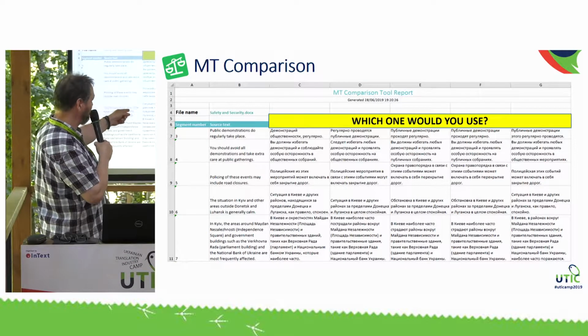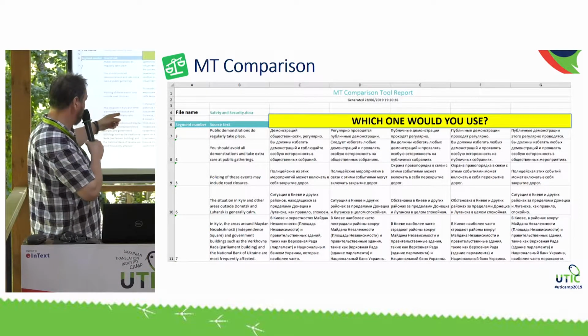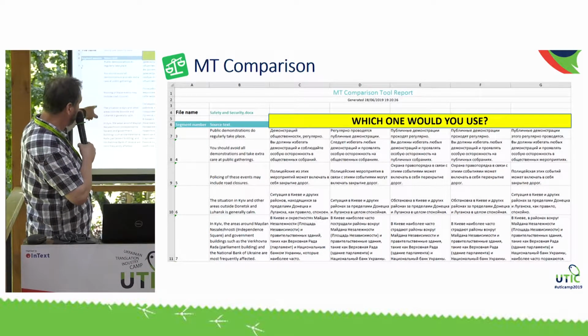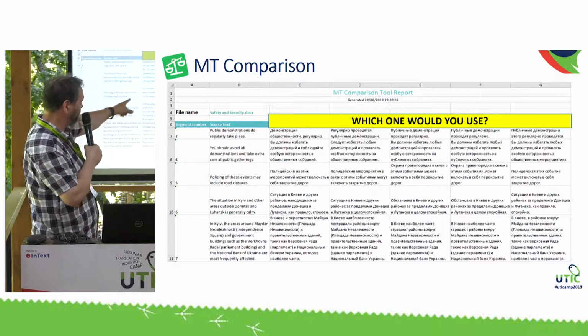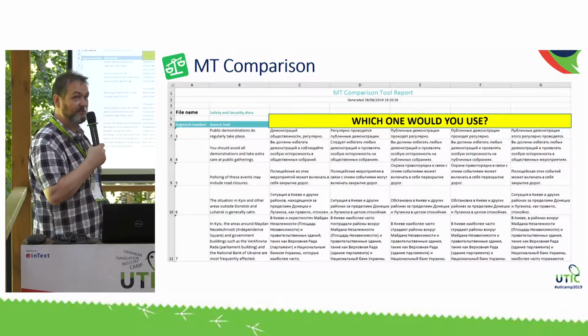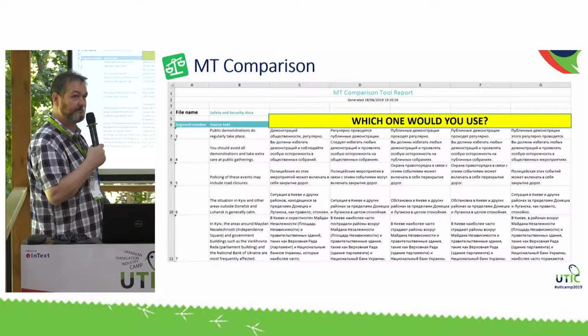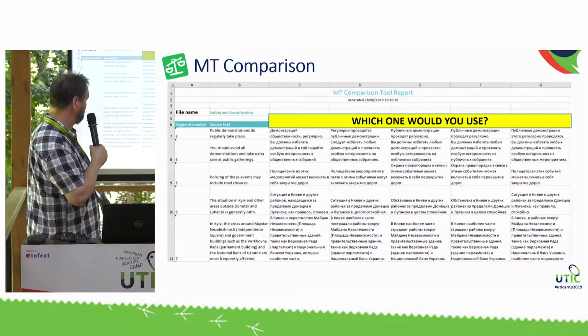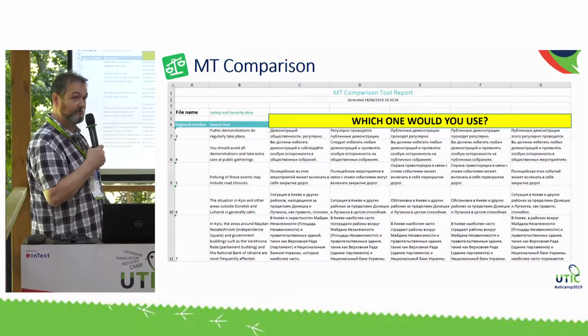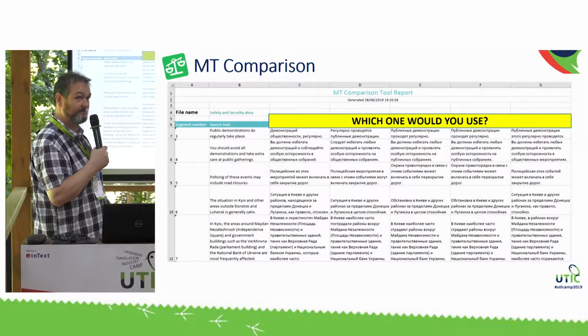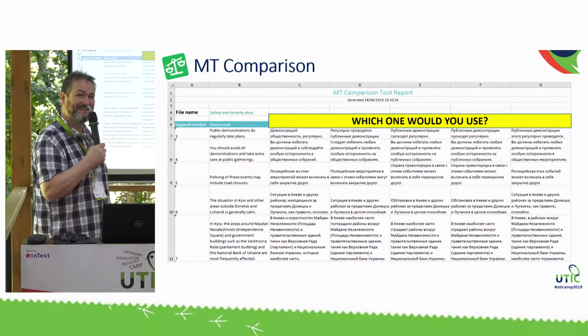So if we took that one as an example, I don't know if you can read that well enough on the screen, but in column B you've got the source text. Which one of those is the best Russian translation? Can you see it well enough? I'm assuming we have Russian speakers in the room.